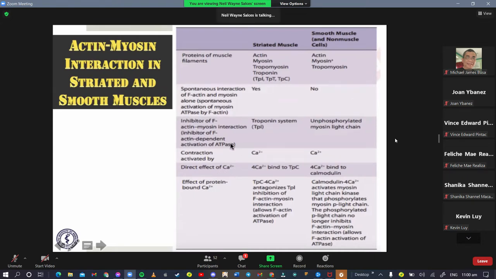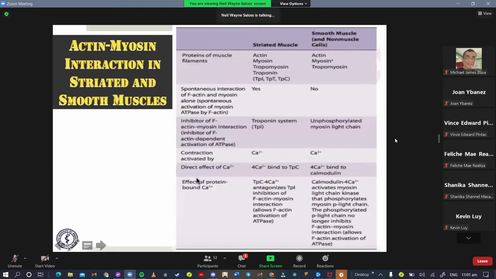The inhibitor of the F-actin myosin interaction is the troponin system in striated muscle, particularly troponin I, while in smooth muscle, it is the unphosphorylated myosin light chain. Both striated and smooth muscle contraction are activated by calcium.